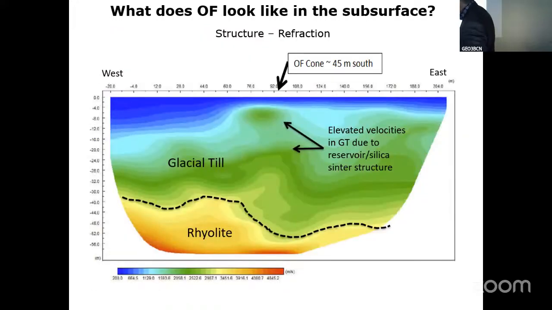So we started looking at our data, the ones that were going across the structure. This is one seismic profile, right? And again, we're still north of the cone by 45 meters, but we still see elevated seismic velocities within the glacial till that correspond to where that thing is. So I think our hypothesis is still pretty accurate.